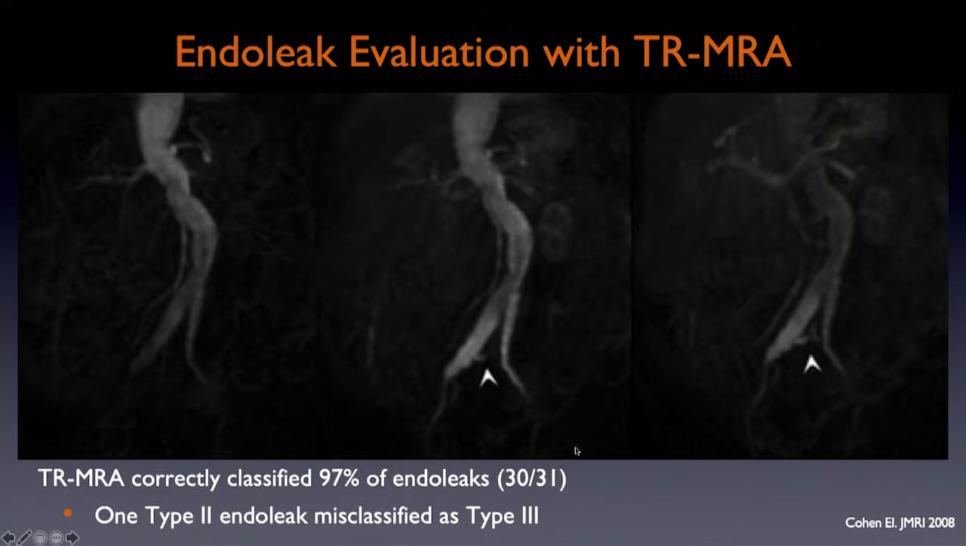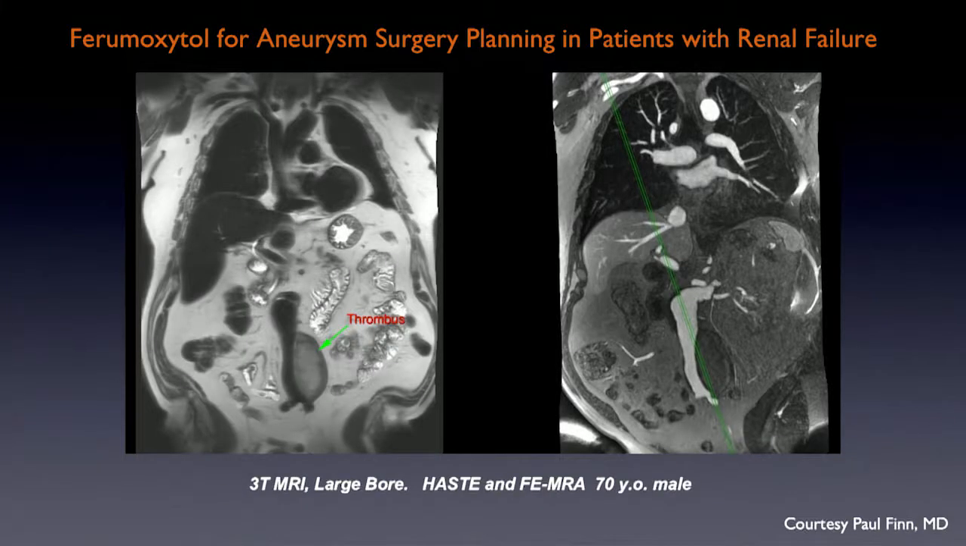And in this cohort, they had 31 patients. 30 of 31 patients were correctly classified in terms of which type of endoleak there was. And in one patient, they misclassified a type 2 endoleak as a type 3 endoleak. So it's a great application for MR angiography.